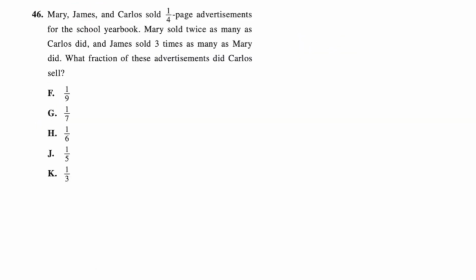46 says, Mary, James, and Carlos sold quarter-page advertisements for the school yearbook. Mary sold twice as many as Carlos did, and James sold 3 times as many as Mary did. What fraction of these advertisements did Carlos sell?